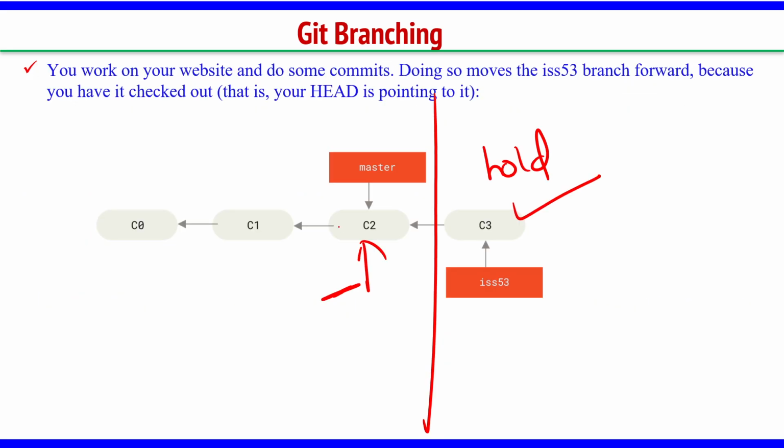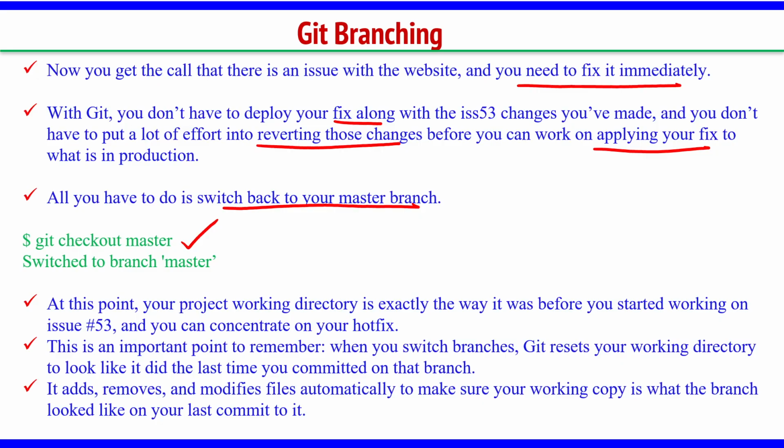Because of this, what happens? You have switched back to the master branch now. This is still there. The C3 changes are there. They have not been erased. The changes have been there with you in your local. Okay, you went back to C2 and you made the changes. At this point, your project working directory is exactly the way it was before.